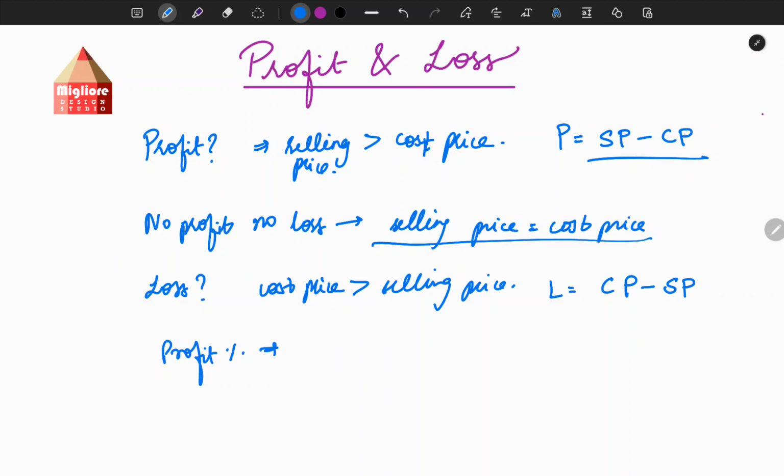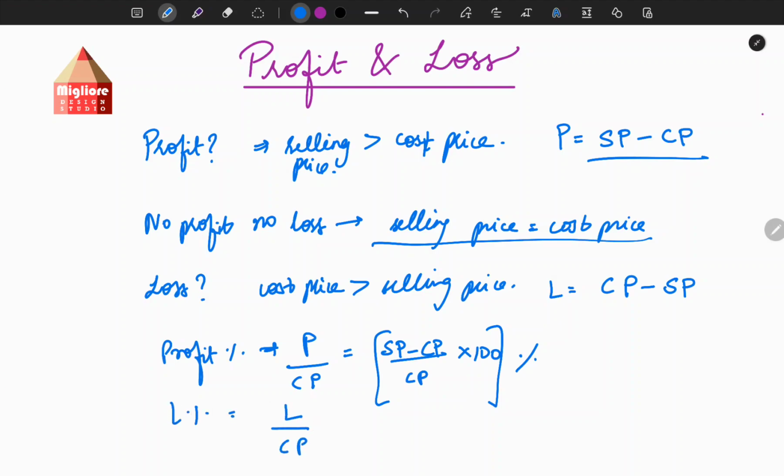So profit percent is essentially profit upon cost price. Simplifying that would be selling price minus cost price upon cost price into 100, in percent. Now loss percent would similarly be loss upon cost price into 100, which is cost price minus selling price upon cost price into 100%. That is my loss percent.